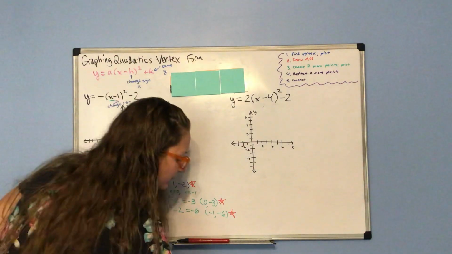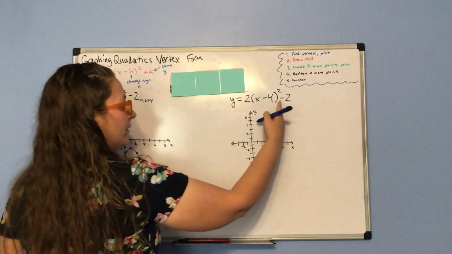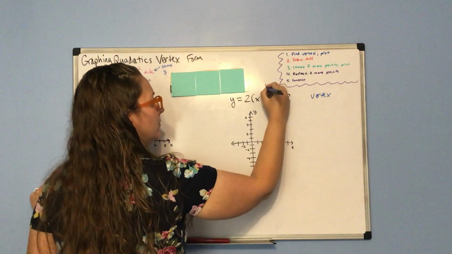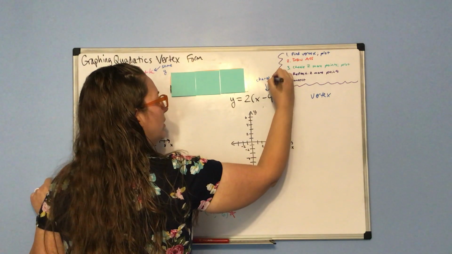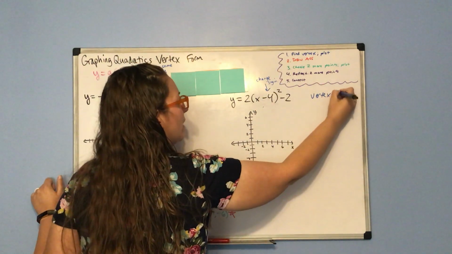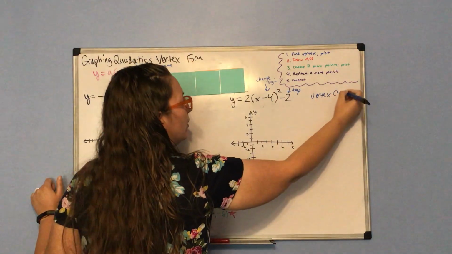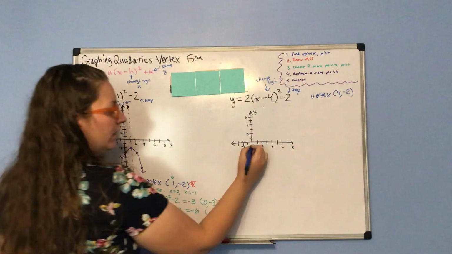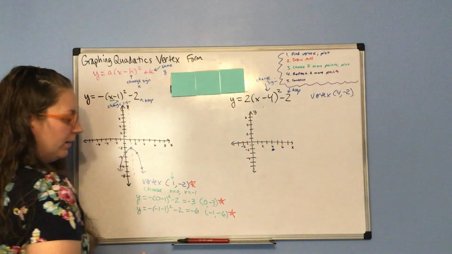Let's do one more. So, let's start the same way. Let's start by finding our vertex. Our vertex for this problem, remember we changed the sign of this number, so -4 becomes +4. We keep this the same, so my y-coordinate is going to stay -2. Let's go ahead and graph that. X is 4, y is -2. That's going to be right about there.